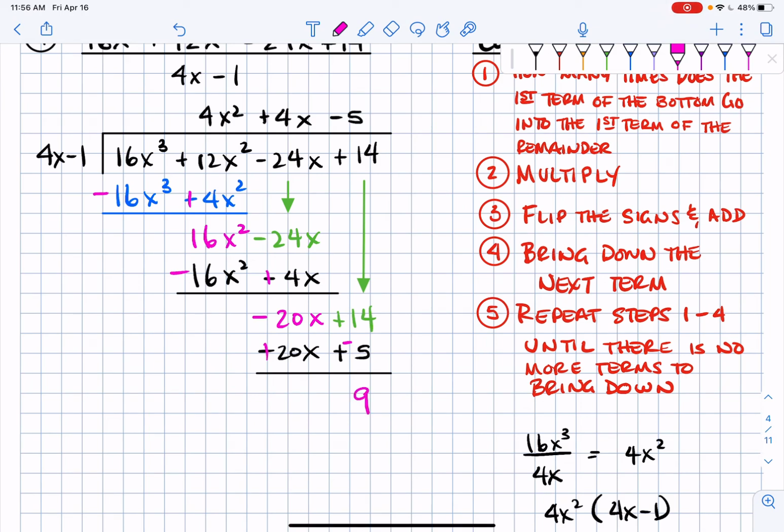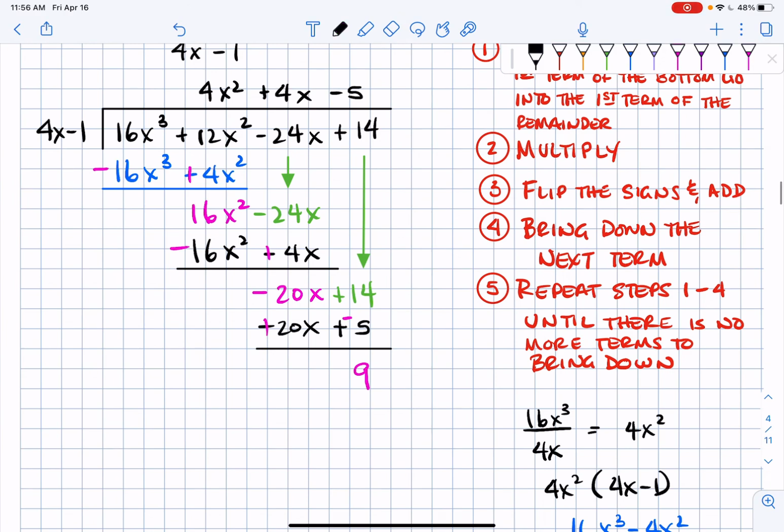Okay? So, what's our answer? Our answer is going to be a 4x squared plus 4x minus 5 plus 9 over a 4x minus 1. And that, ladies and gentlemen, is choice D.